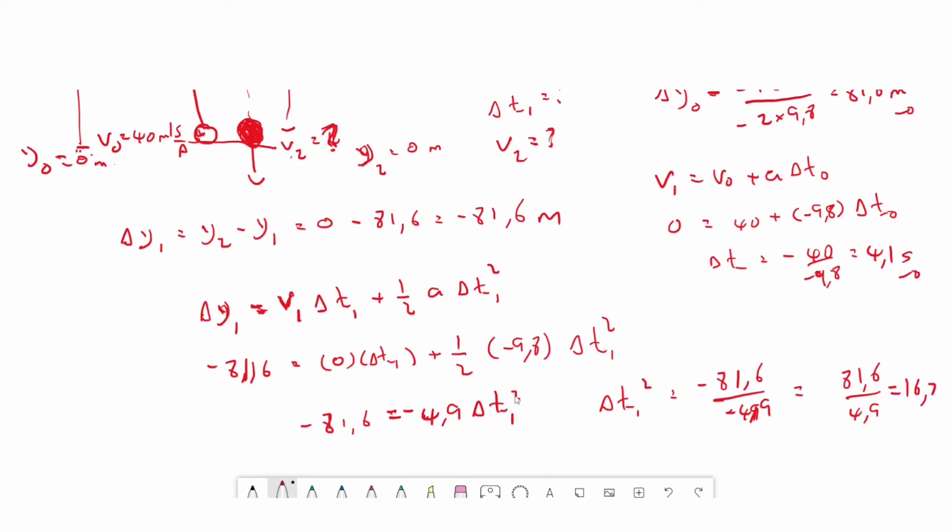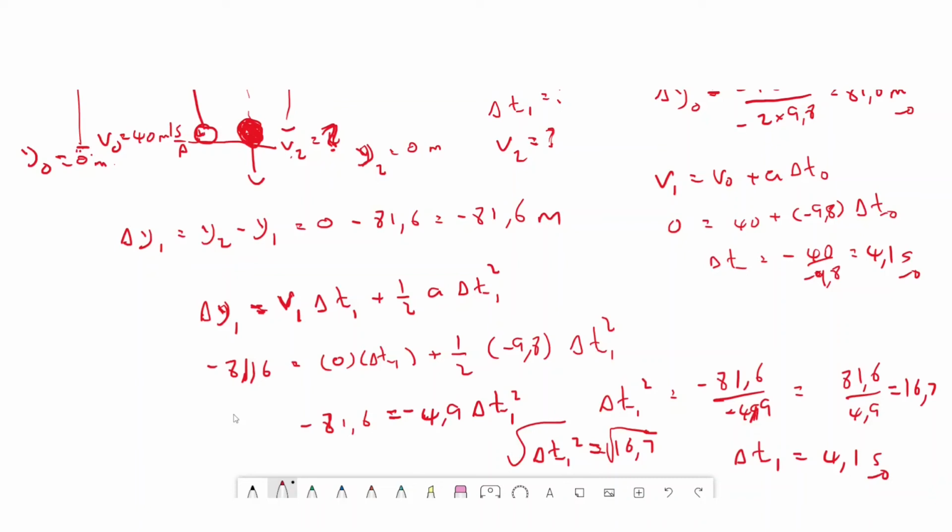16.7. So what do you have now? You have that delta t1 squared is 16.7. So what you do is you square root both sides. Don't take the negative value. Normally when you square root, you have to say plus or minus. But since you're looking for time, you're just looking for a positive value. So just take the positive value, which is the square root of 16.7, which is 4.1. So it takes exactly the same time that it took to go up, because it covered the same distance.